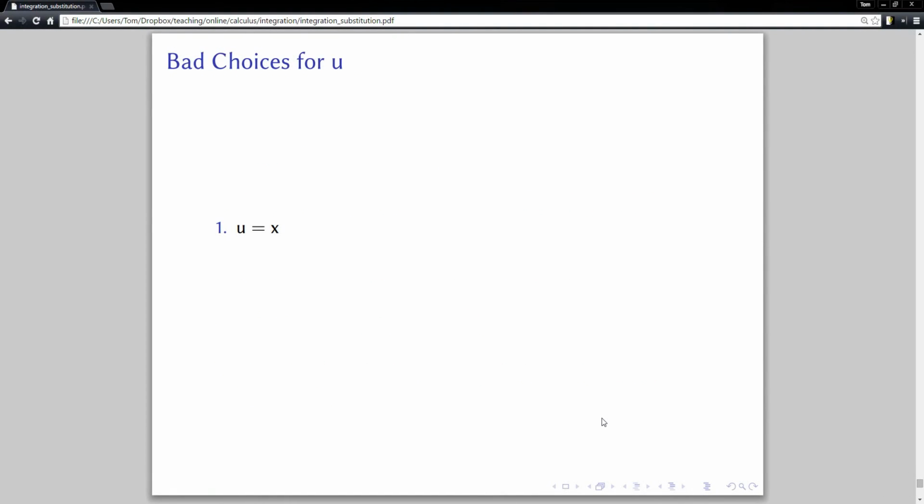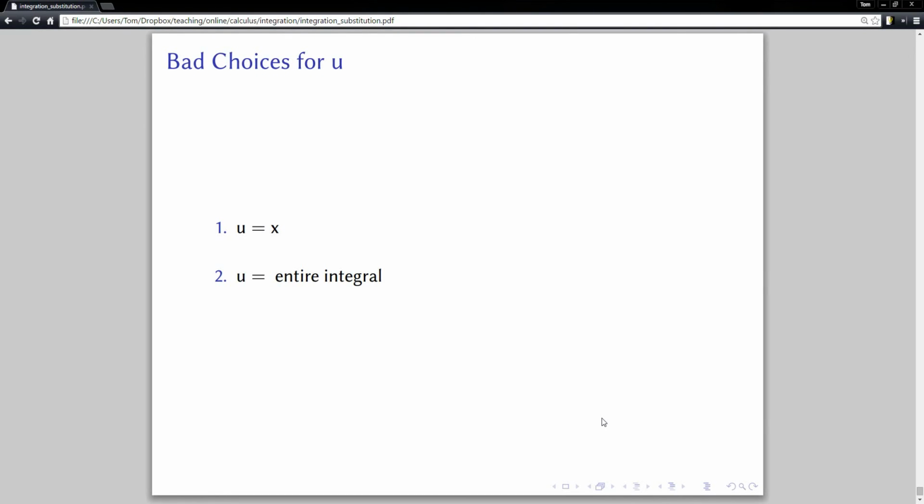Some bad choices for u that you should never really make. Number 1, u equals x. Don't bother wasting your time. You can do this and calculate du to be dx, but then when you replace all the x's with u's, you'll have exactly the same integral that you started with. So that's never really a good choice. And then the other thing is u equal to the entire integral. If you can set u equal to the entire integral, and compute it, and it works out, well, what that means is that you didn't really need to use integration by substitution in the first place. So if you find yourself doing these two things, you really don't want to do that.